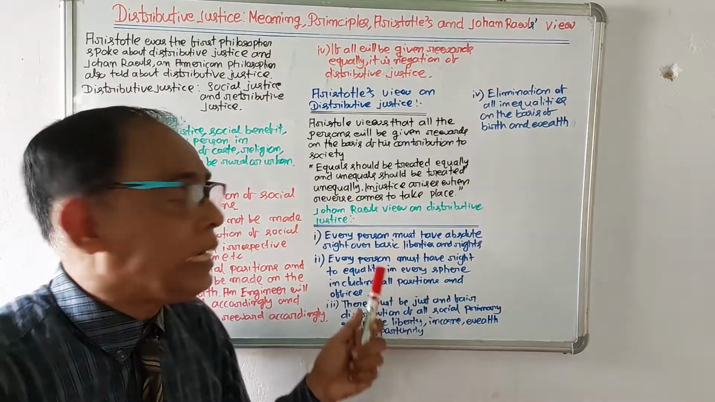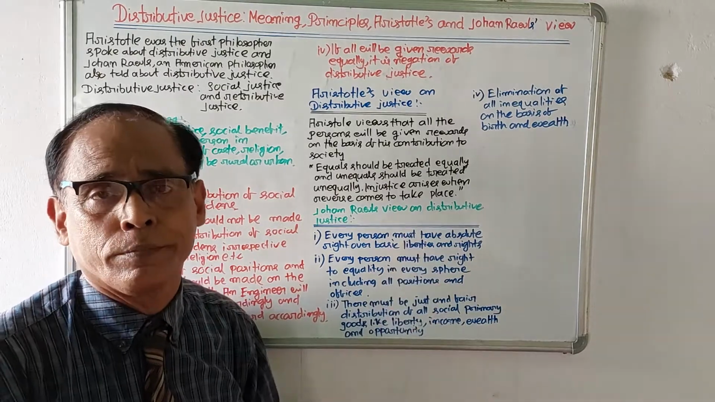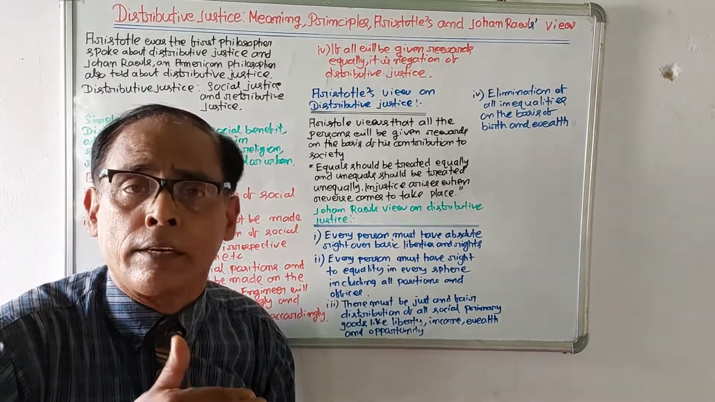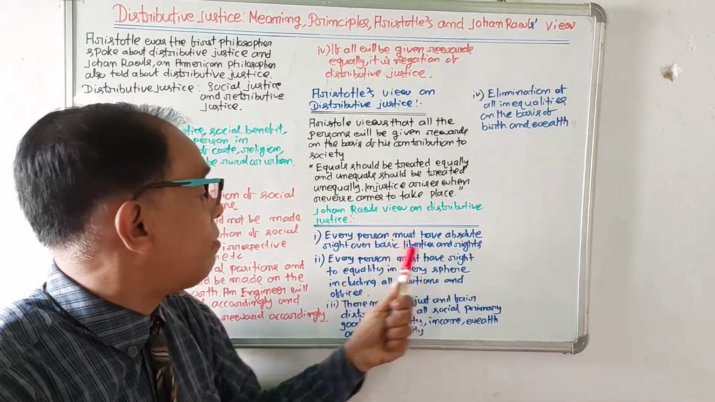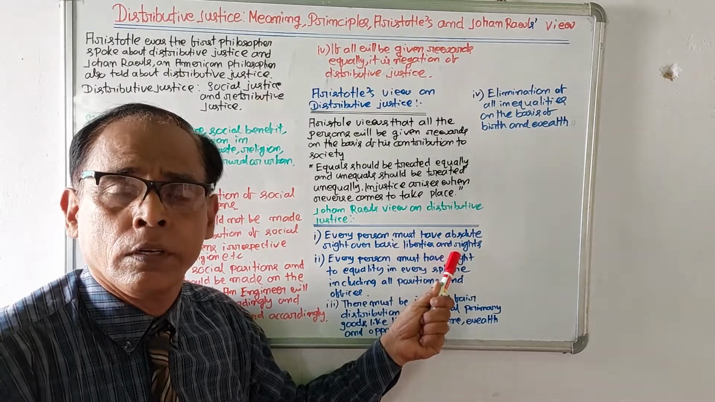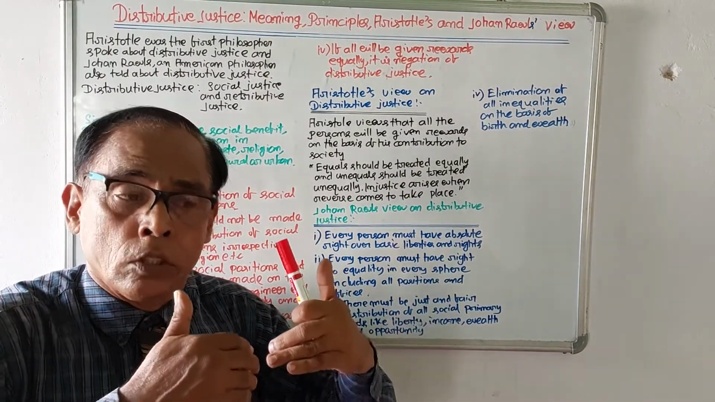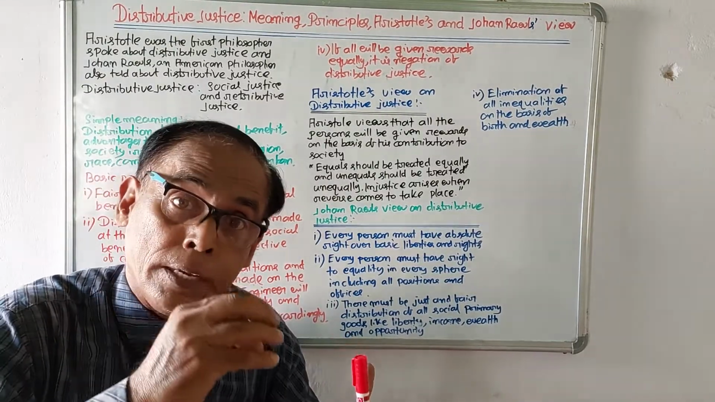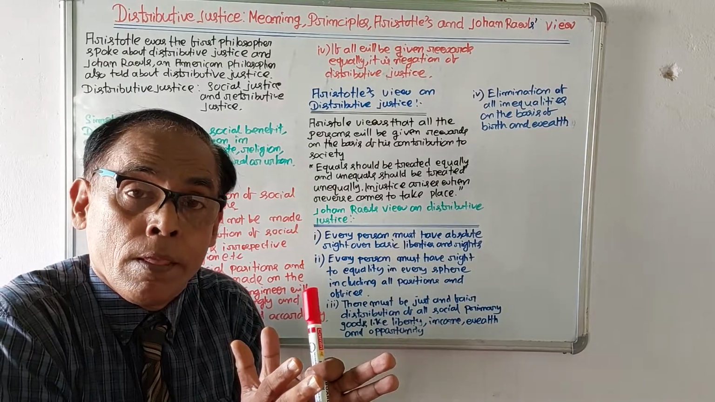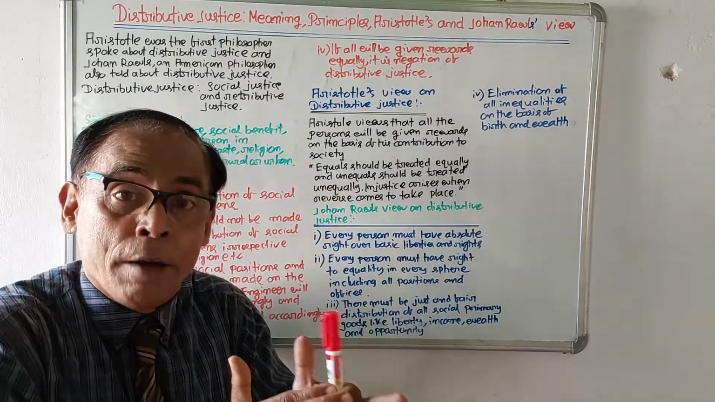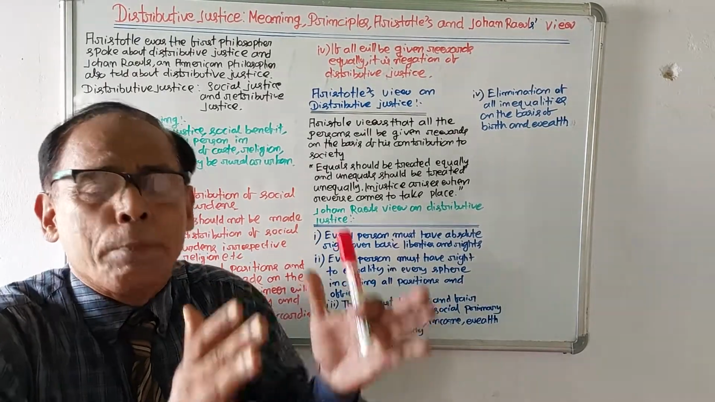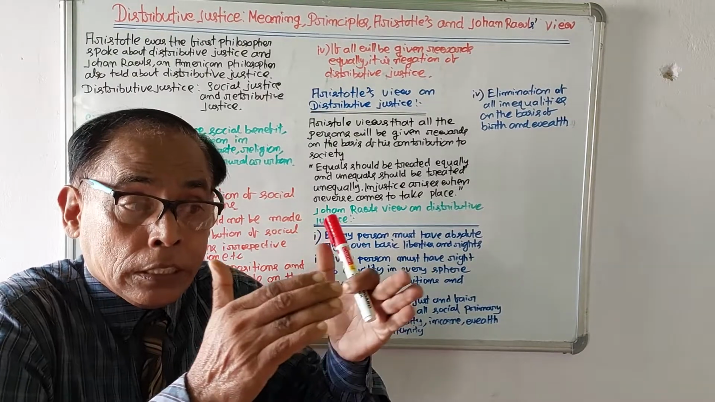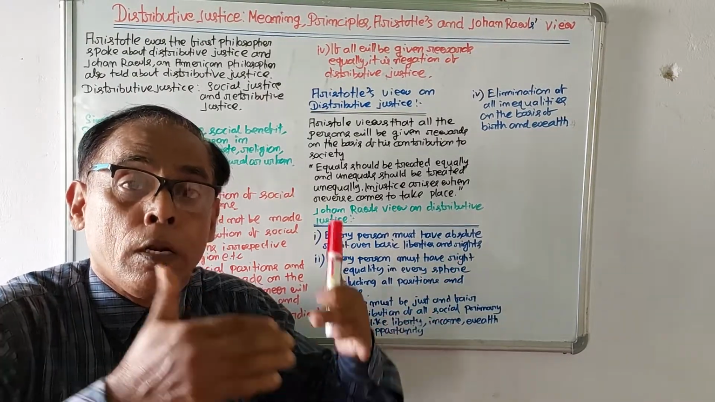Now we'll discuss what was the idea of Rawls on the concept of distributive justice. Rawls, an American philosopher, has told four important things relating to distributive justice. Number 1, every person must have absolute right over basic liberties and rights. In distributive justice, justices will be distributed in such a manner that all the people must have basic liberties and freedoms. If all the people will not have basic freedoms and liberty, then there will be no distributive justice.